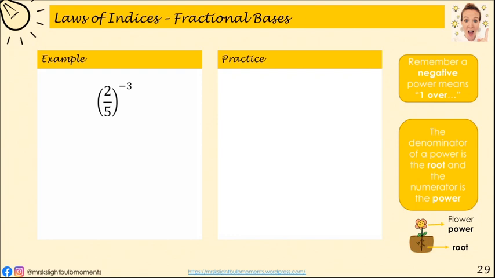This negative means 1 over, remember, but we're not going to do 1 over 2 over 5 and then cube it. Gets messy, we don't want fractions of fractions. But here it's worth understanding what the 1 over actually means. The over in a fraction means divide. So we've really got 1 divided by 2/5 cubed.